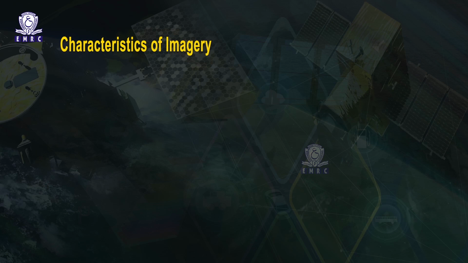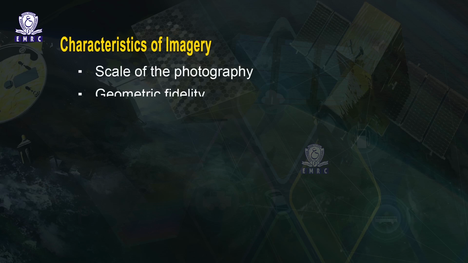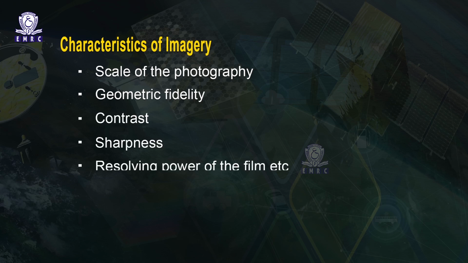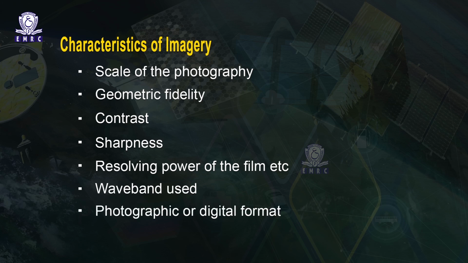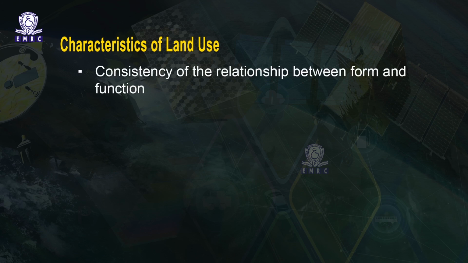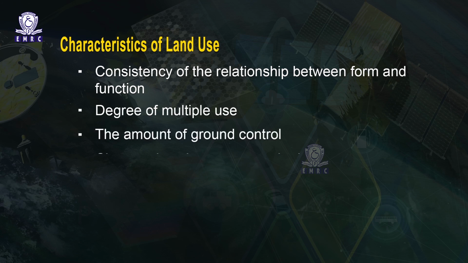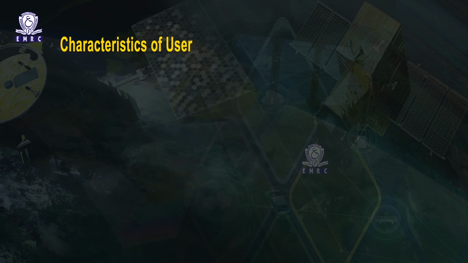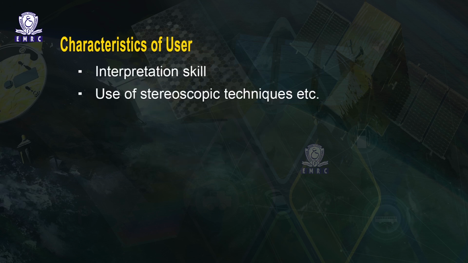For obtaining accurate land use data, the points to be considered are the characteristics of imagery, scale of the photography, geometric fidelity, contrast, sharpness, resolving power of the film, etc., waveband used, photographic or digital format, characteristics of land use, consistency of the relationship between form and function, degree of multiple use, the amount of ground control, change since imagery was obtained, characteristics of user, interpretation skill, use of stereoscopic techniques, etc.